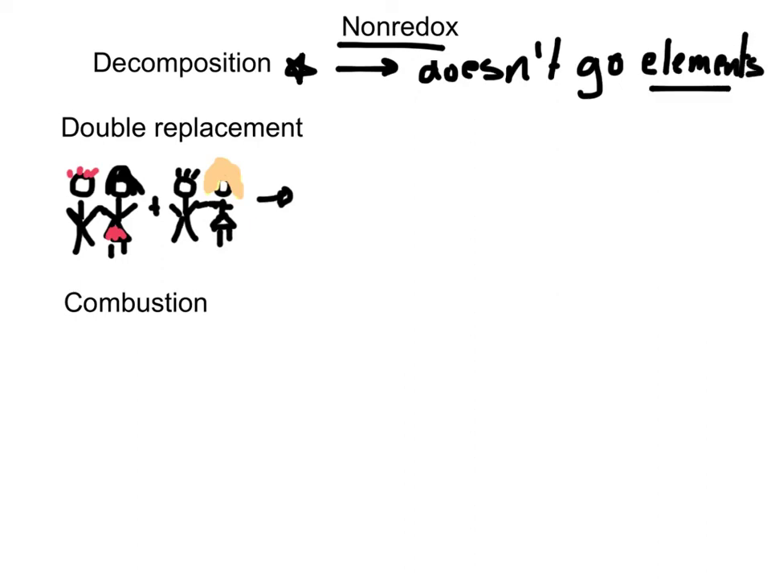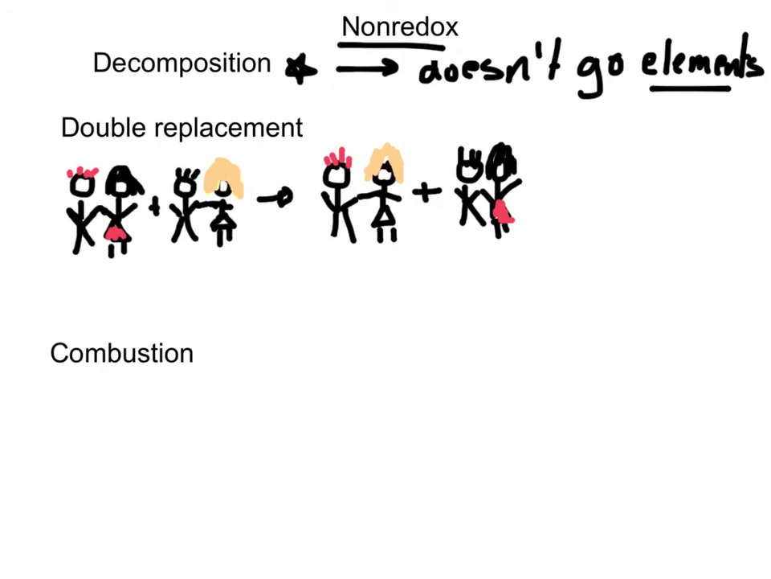Now, double displacement or double replacement is like having two couples going to a dance, and they get in fights, and of course they don't want to go home with the person they got in a fight with, so they go home with the other person's partner. So you get them trading partners. So the redhead guy is going to go with the blonde, and the dark-haired guy is going to go with the dark-haired girl.